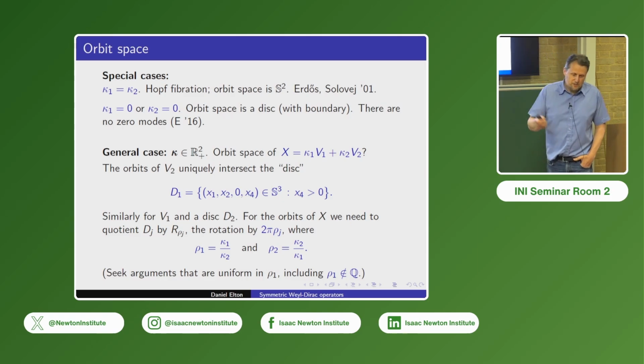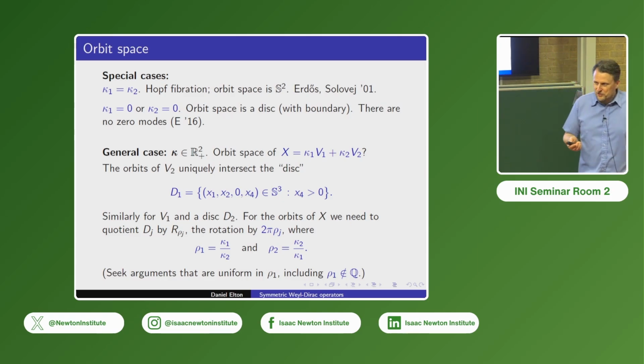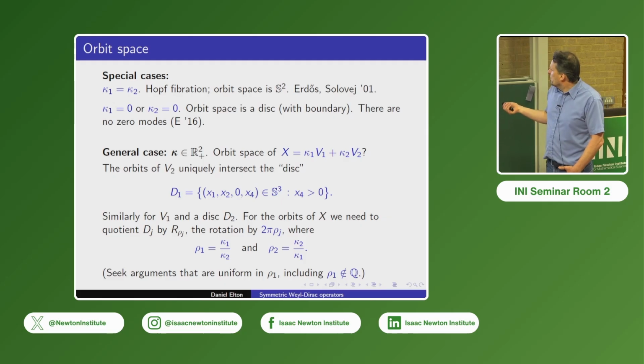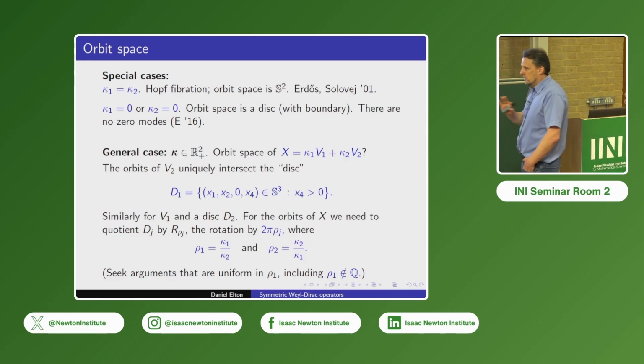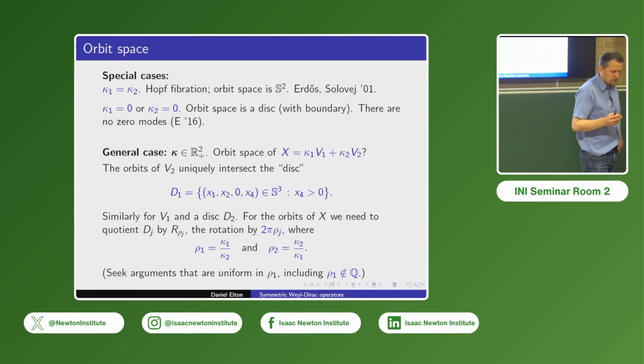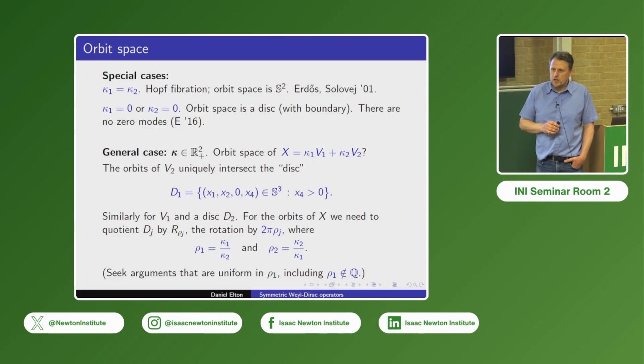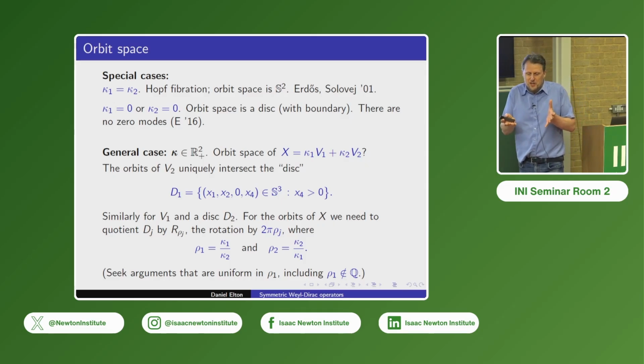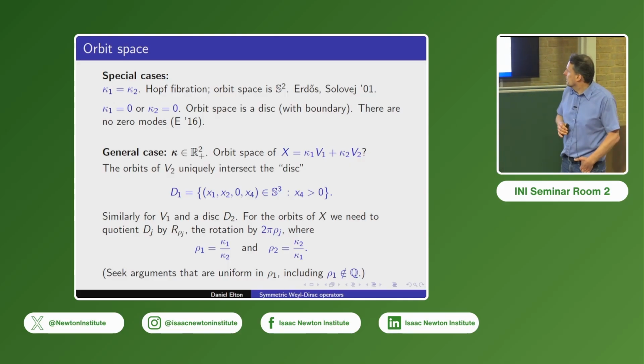And I want to somehow do something with that space, and I want arguments that don't depend on the rationality of that ratio. I want to try and keep this arbitrary. Any ratio, any pair of frequencies, kappa 1, kappa 2. The rationality doesn't appear in the original problem. It shouldn't appear in the answer in some sense. So how can we actually keep all our arguments free of that detail?